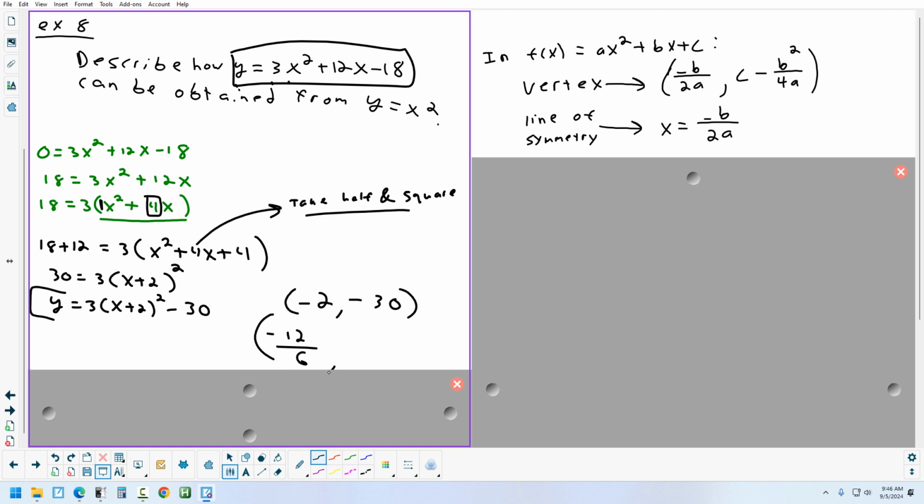Okay. And the next part is C, -18, minus B squared. Okay. What's B squared in this case? 144. Divided by 4A. What's 4 times A? 12.